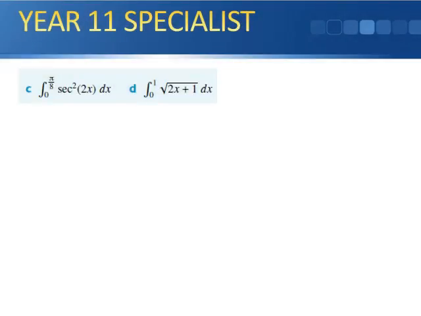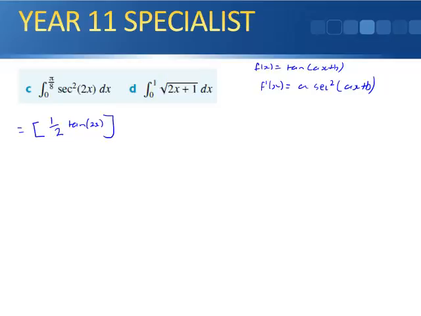Part C. Now, sec squared. Don't forget that when we did, and I'll write it up here, we had f of x equals tan of ax plus b, and we differentiated this, we end up getting a sec squared of ax plus b. Now we want to go the opposite way. So when we integrate sec squared of 2x, we're actually going to get the half, and we're going to get tan of the 2x, and that's between 0 and pi on 8.